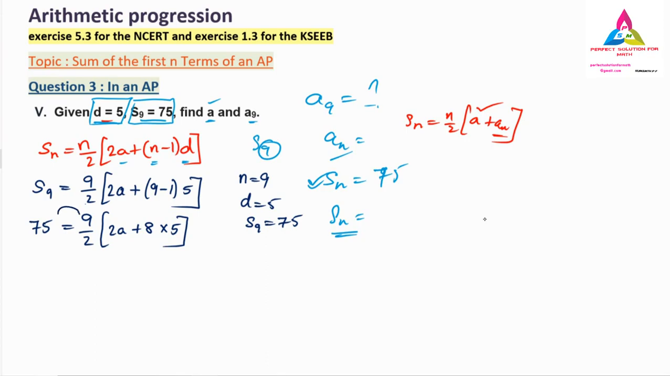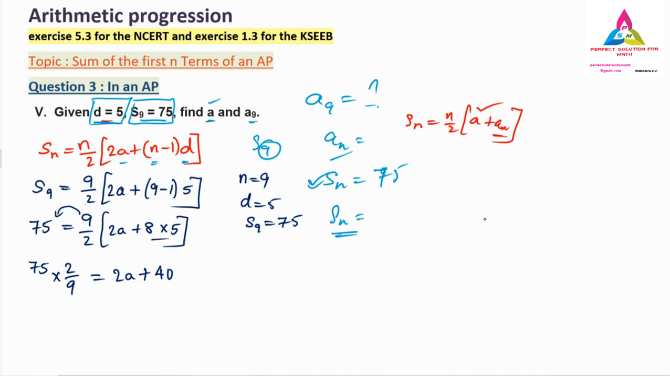This 9 by 2 we have to shift to the other side. So 75, when we shift that 9 by 2, it will become the reciprocal, meaning 2 will go up and 9 will come down. That is equal to 2a plus 8 times 5, which is 40. This is the thing.